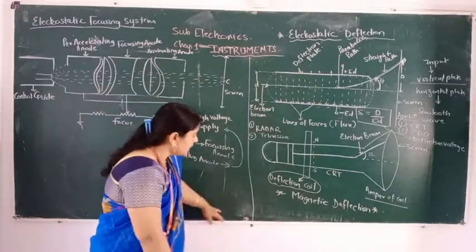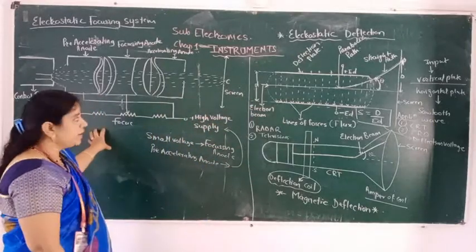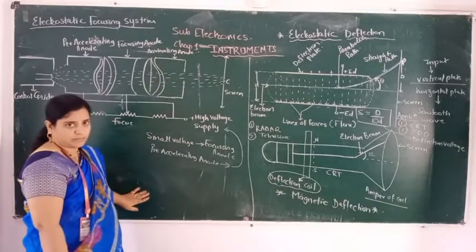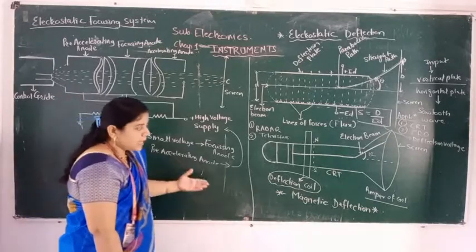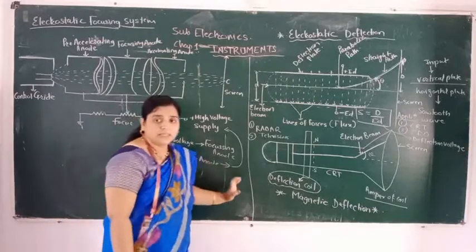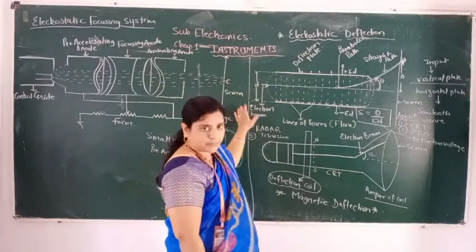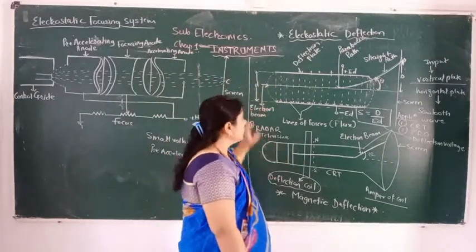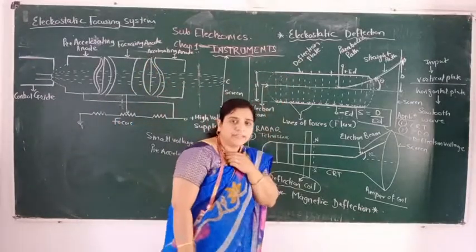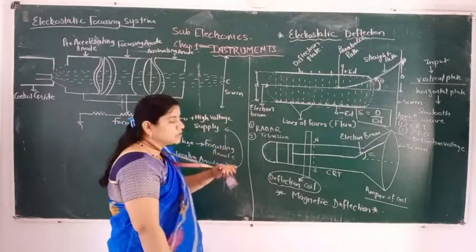A separate question has been asked on these 3 diagrams. What is the electrostatic system? You have to draw this diagram and write its construction and working. If the question is like this, explain the electrostatic focusing system and its types, then you have to write all these 3. You have to explain this and these 2 types. Electrostatic focusing is divided into 2 types, that is electrostatic deflection and magnetic deflection. Okay, so these are divided into these 2 types.